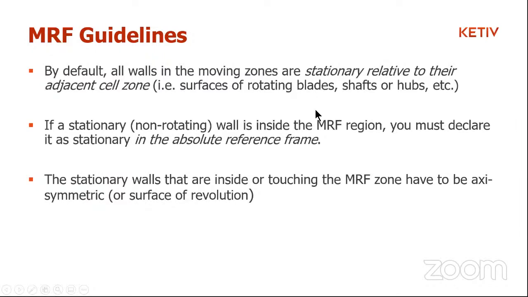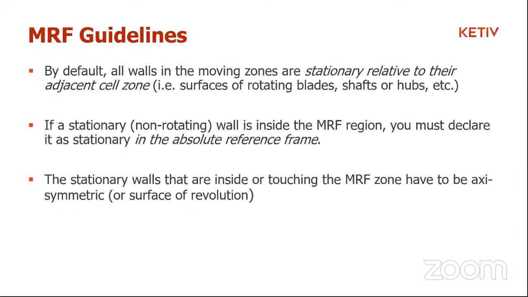The last thing to keep in mind as a restriction is that the stationary walls that are inside or touching the moving reference frame zone need to be axisymmetric. You cannot have a random object inside the moving reference frame zone that would have different relative velocities compared to the fan blade when it is actually moving. Because if you do that, then you cannot transfer that sort of a movement to a quasi-steady approach.